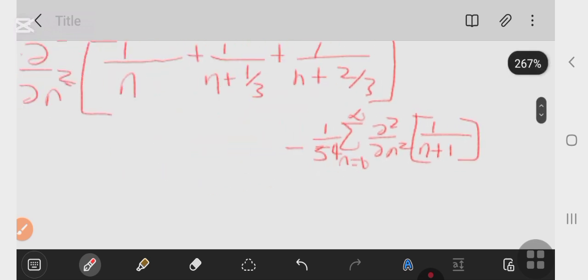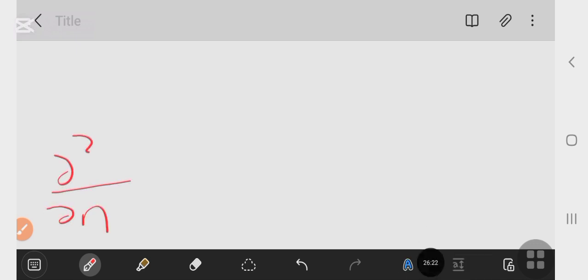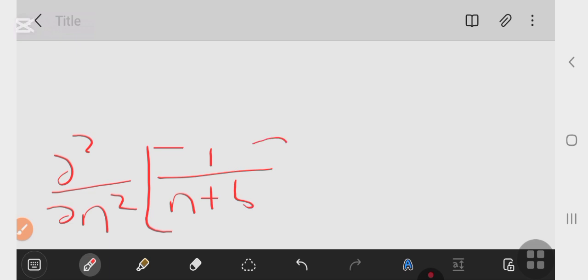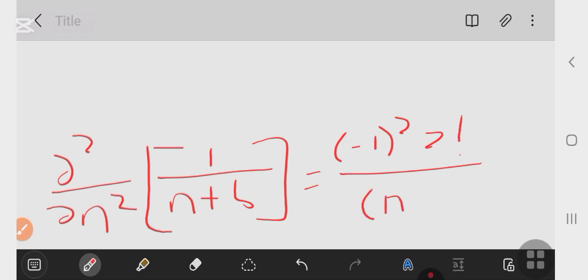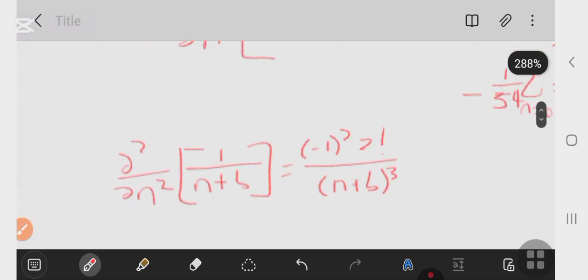Okay, so now remember what I said, the second derivative of 1 over n plus b is equal to minus 1 square 2 factorial all over n plus b to the power of 2 plus 1, which is 3. So anyway, I see this or anything related to it, I'll quickly change it.